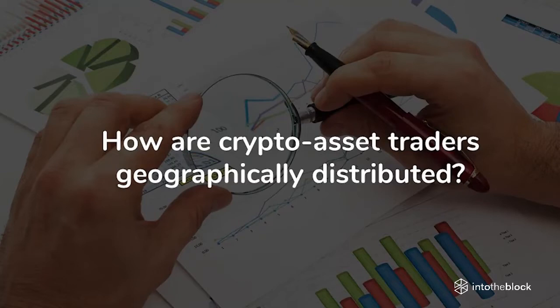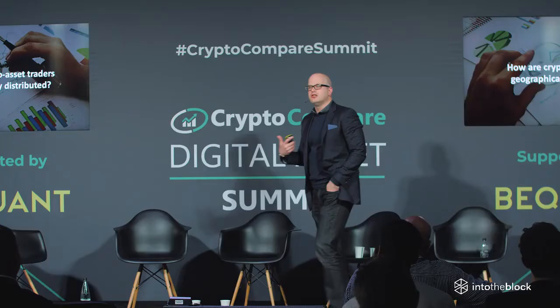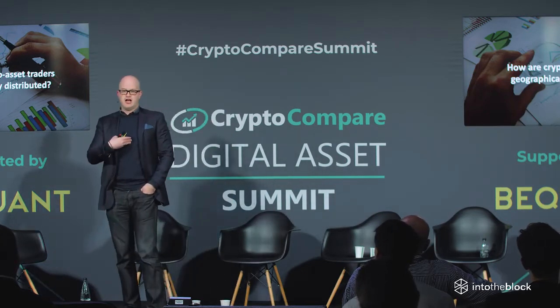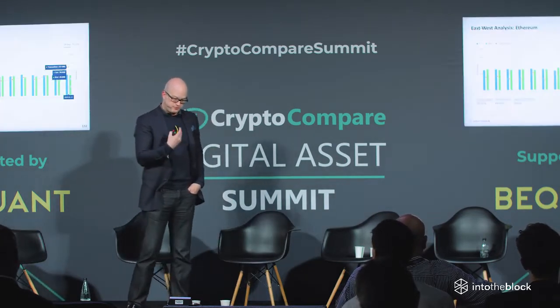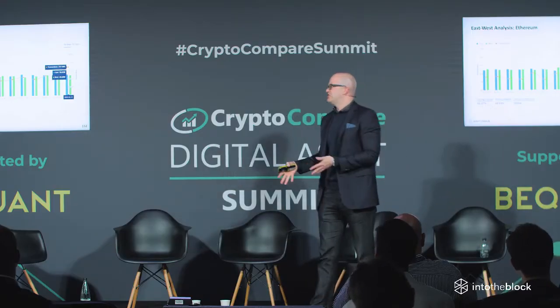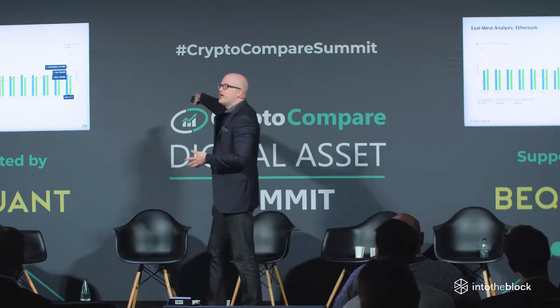How are crypto traders geographically distributed? If you're in London, or somewhere in the middle, but if you're in Beijing and you're trading an asset, how exposed are you going to be? This is an analysis that we call East versus West, in which we use some heuristics like the exchange that the transaction came from, the time of day, and other things to try to estimate. It's not exact.